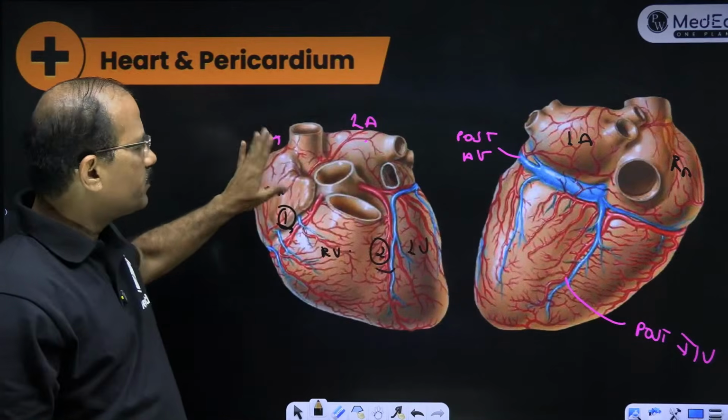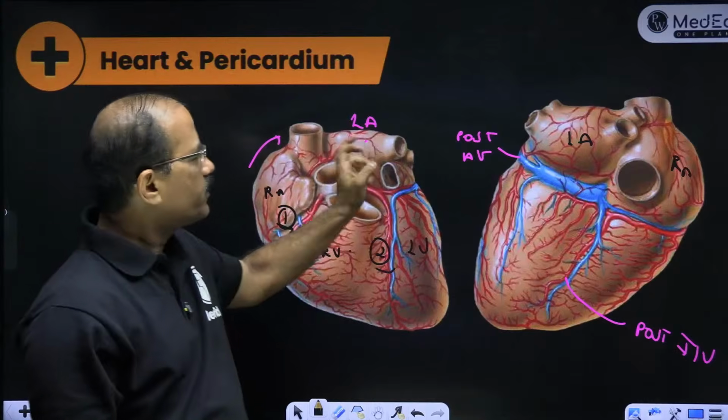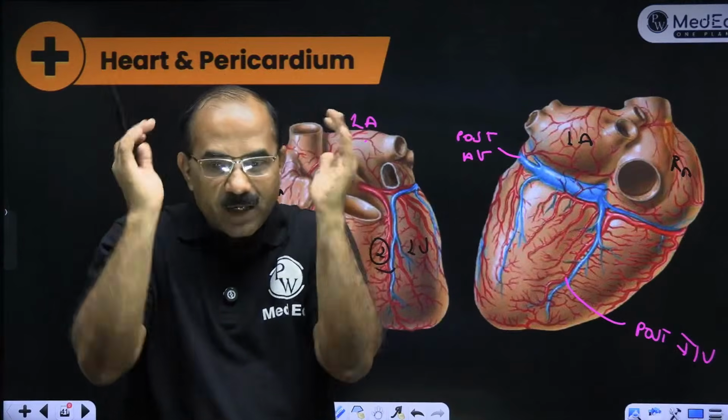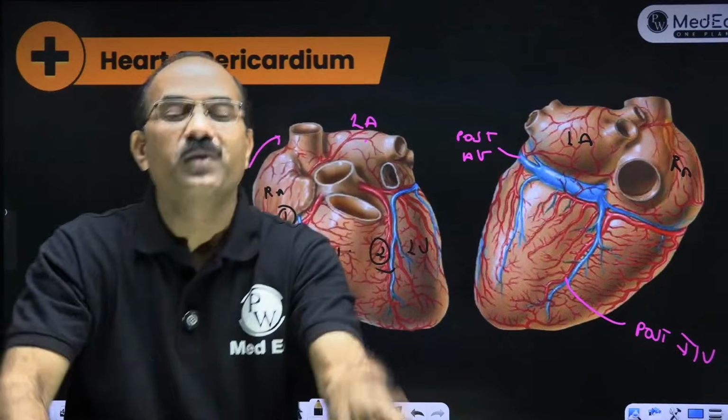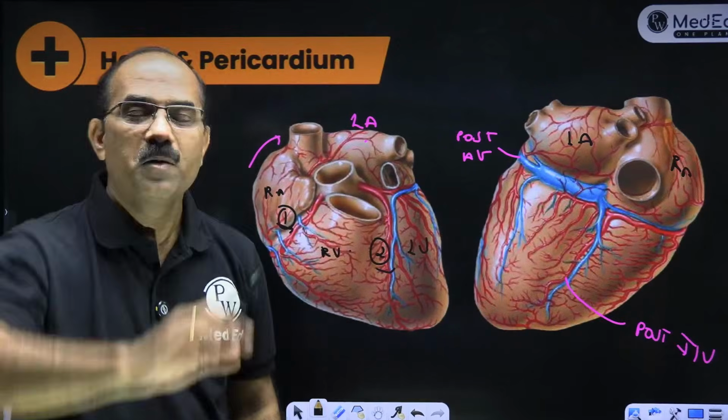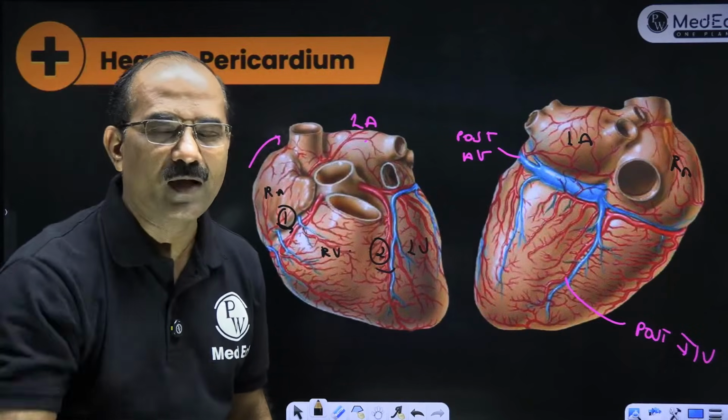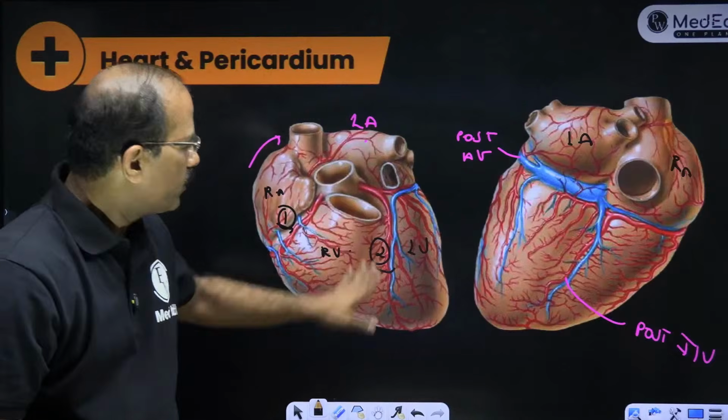This is the right atrium. And ये left atrium है. मतलब the base of the heart is formed by what? Both the atria. Am I clear? Base of the heart is formed by both the atria. Now you tell me, what is this chamber?